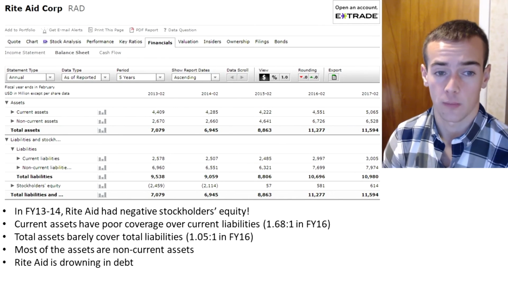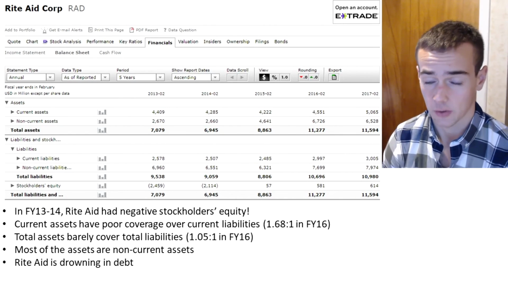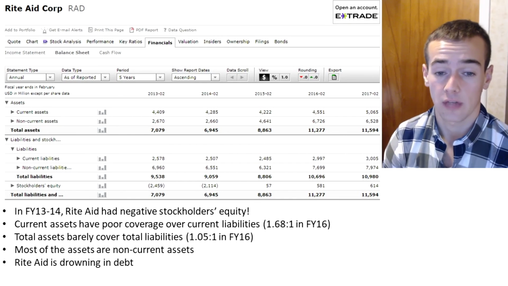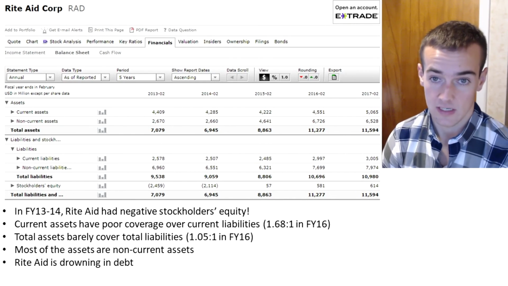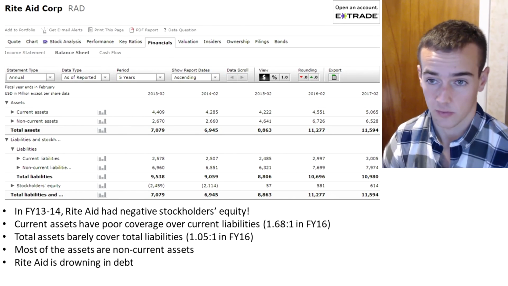What we have determined looking at this balance sheet is that Rite Aid is drowning in debt. They have way too many current and non-current liabilities, and they don't have healthy coverage of those liabilities. So this is not something you'd want to see on the balance sheet of a long-term investment.